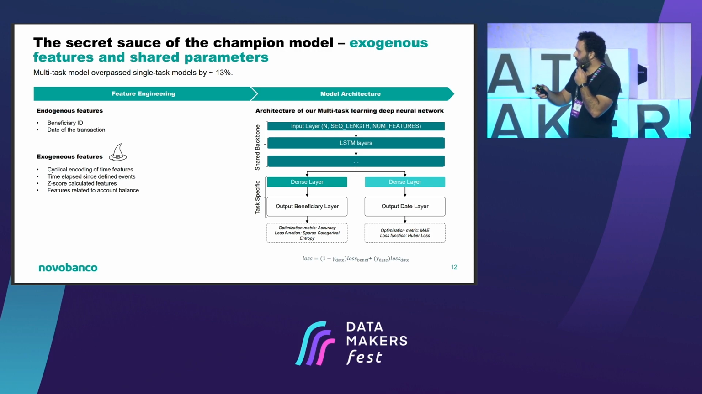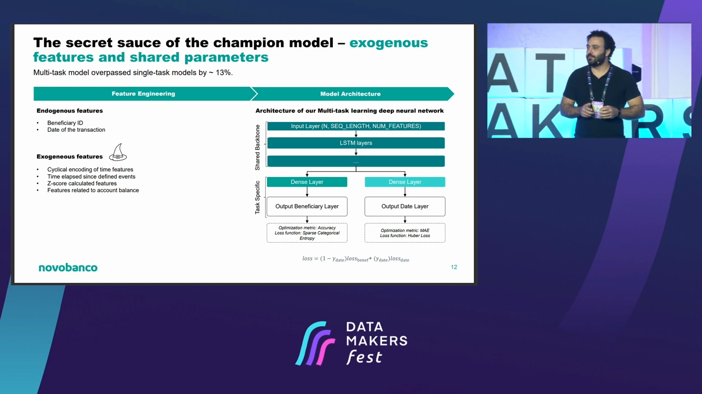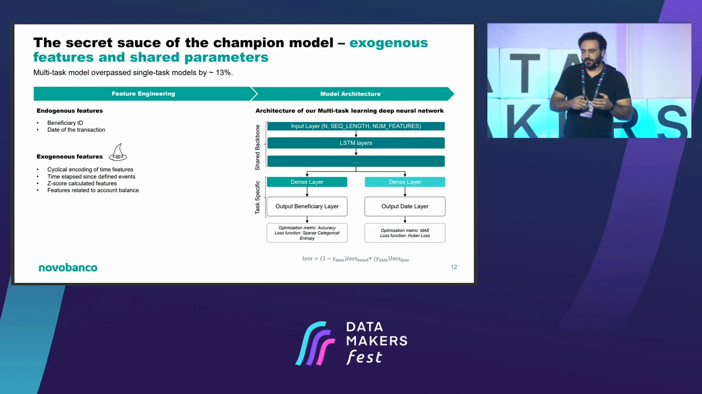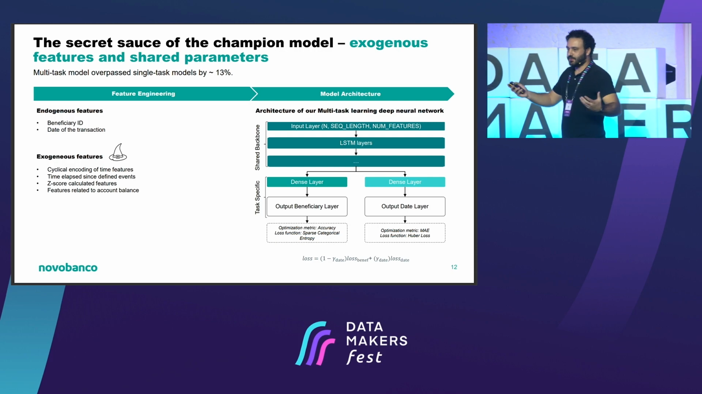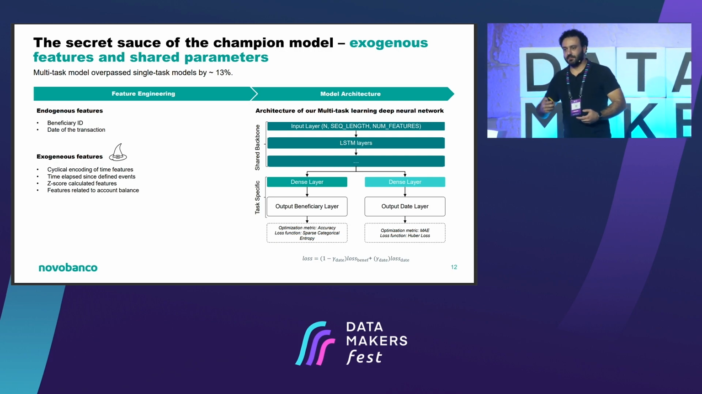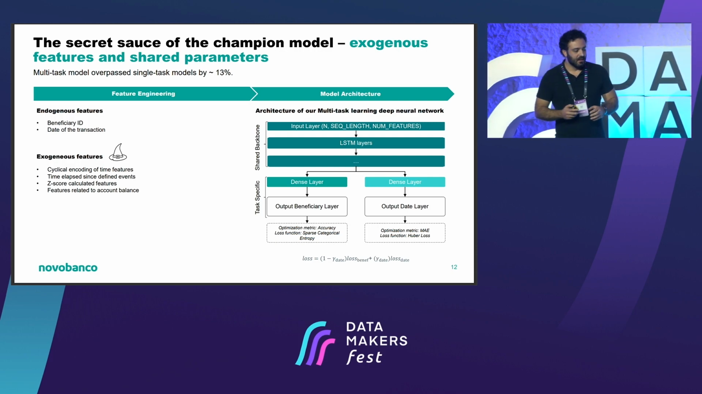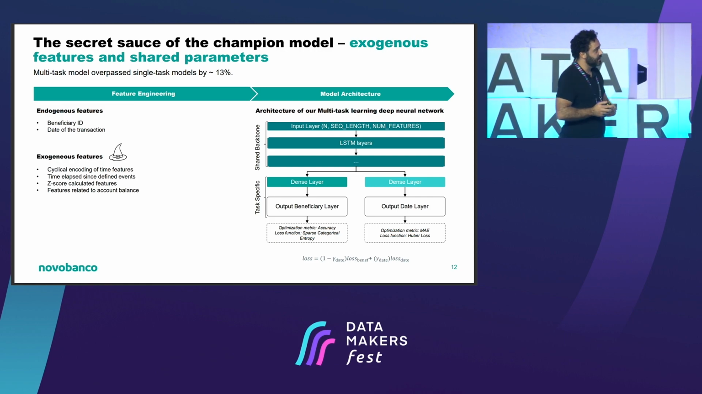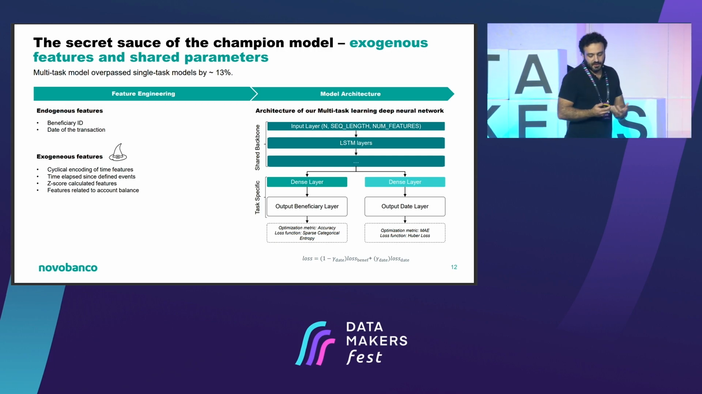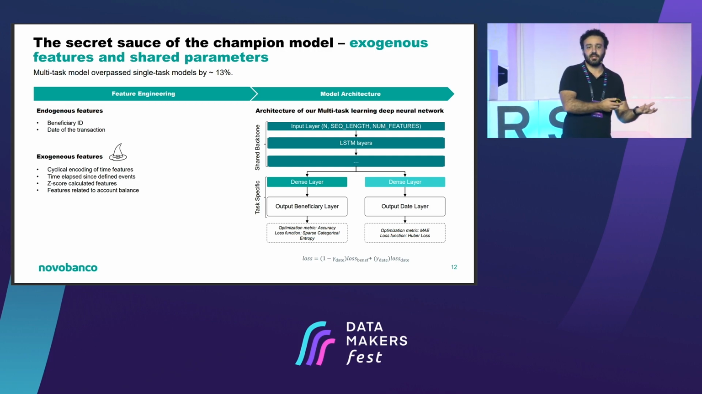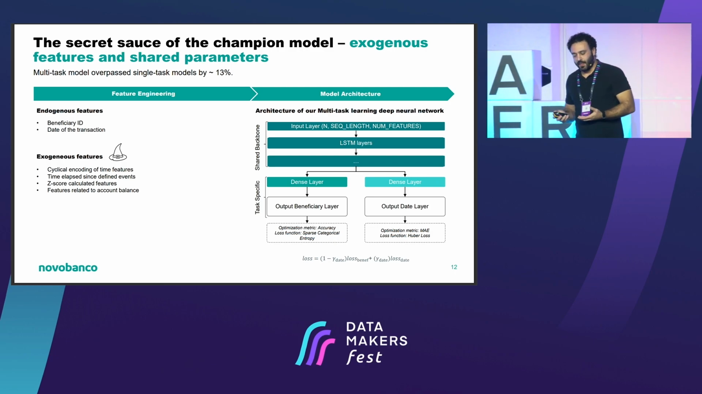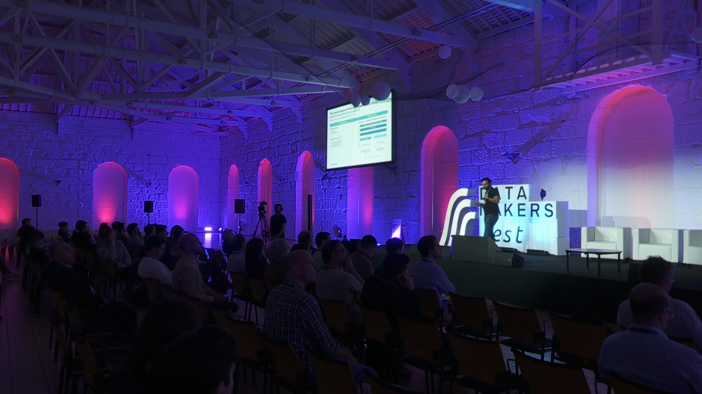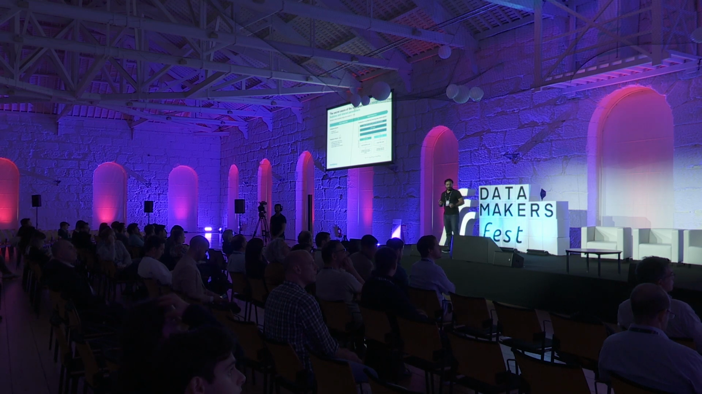Talking now a little bit about our model architecture, we have sequences, so we use LSTM layers, more specifically bidirectional LSTM layers. The outputs of this, the shared feature representation, are made available at the same time to the beneficiary head and to the date head. For the beneficiary head, we used sparse categorical cross-entropy as the loss function, and for the date head, we used Huber loss because it's a regression.